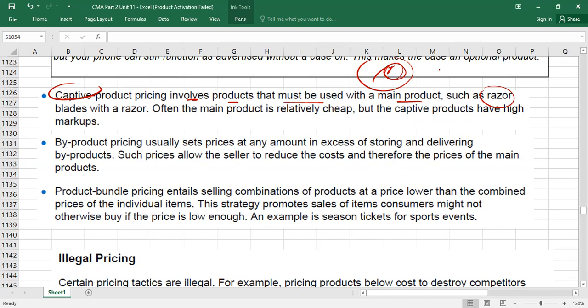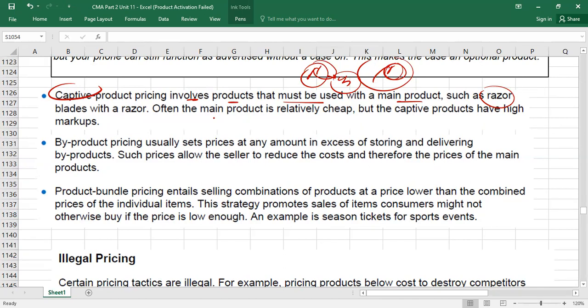And what the Gillette company is doing is initially selling one blade with one razor, a complete razor, maybe at a cheaper price. But if you buy only blades later to replace the old blade, maybe they are charging high prices for that. That is called captive product pricing.